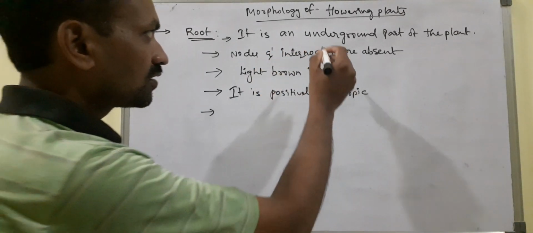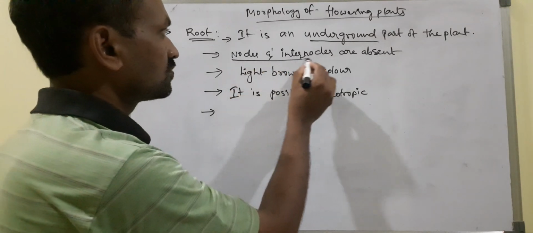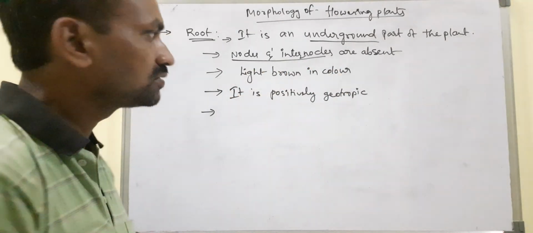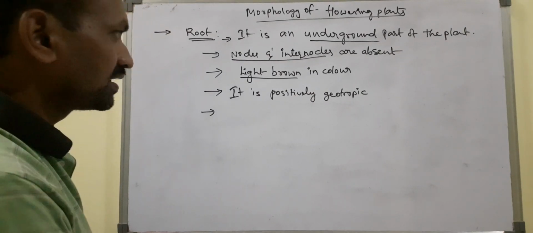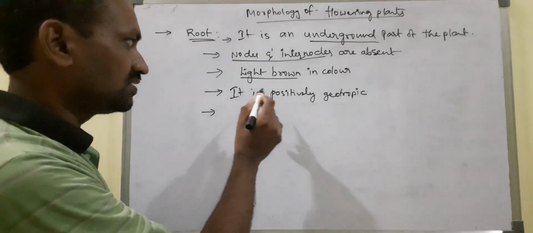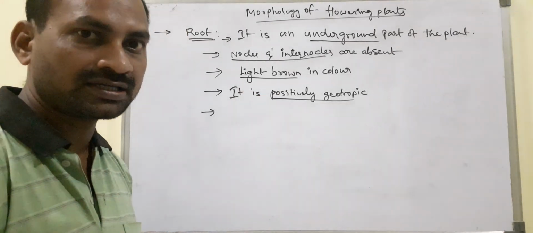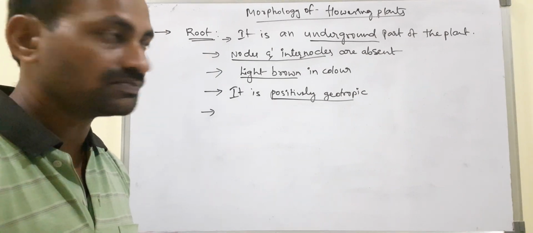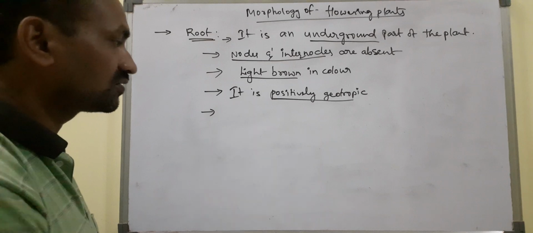It is an underground part of the plant. And second one is nodes and internodes are absent on the root. And third one, it is light brown in color. Okay, there are some exceptions. Okay, I'm talking about typical features. And it is positively geotropic. Okay, that means they grow towards gravity. So these are the characteristic features of the root.